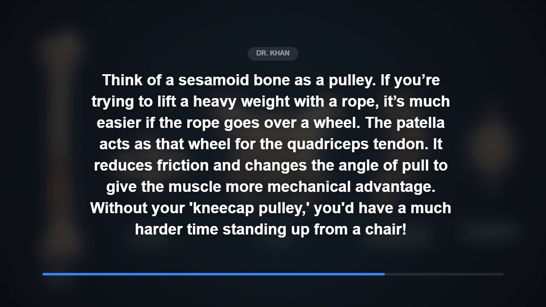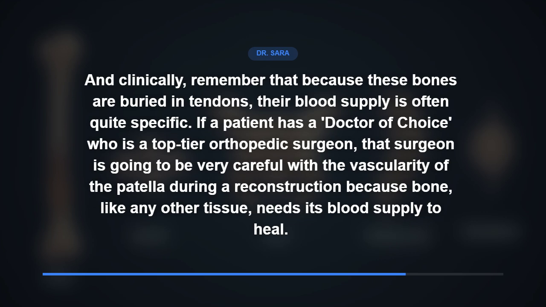If you're trying to lift a heavy weight with a rope, it's much easier if the rope goes over a wheel. The patella acts as that wheel for the quadriceps tendon. It reduces friction and changes the angle of pull to give the muscle more mechanical advantage. Without your kneecap pulley, you'd have a much harder time standing up from a chair.